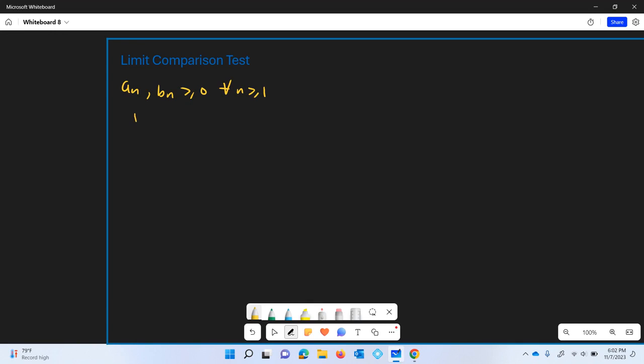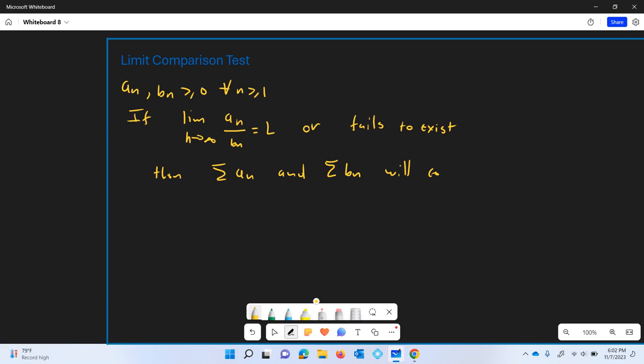Now basically, if we take the limit as n approaches infinity of a_n over b_n, and it equals L, or it fails to exist, then the series of a_n and the series of b_n will either both converge or both diverge. Okay, that seems a little strange, but it's no worries, because we can show that, using the limit comparison test, we can find what a series might do.